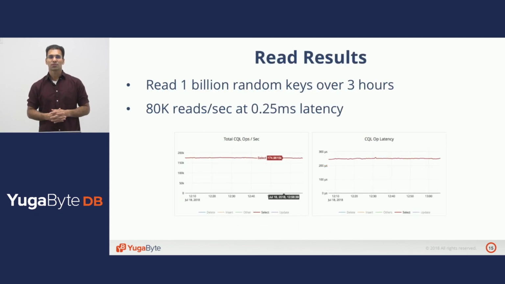Now on the read side, we read 1 billion keys through their values, and it took us about 3 hours to do so. And we were getting about 80,000 read operations per second at 250 microsecond latency, so it's really, really fast reads. And once again, as the graphs below show, both the number of IOPS as well as the latency are pretty constant.